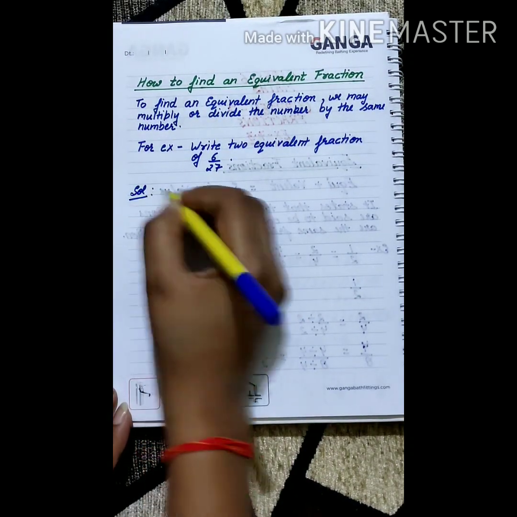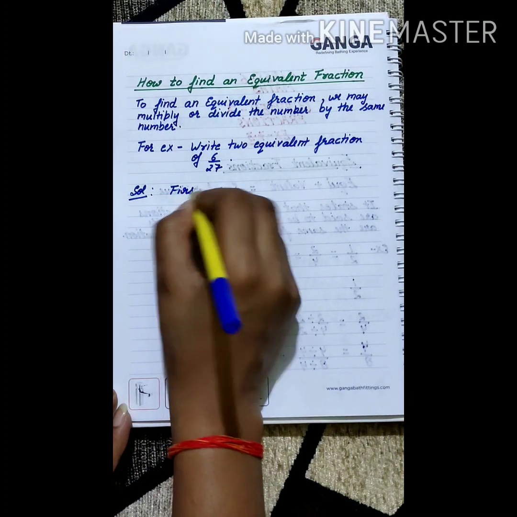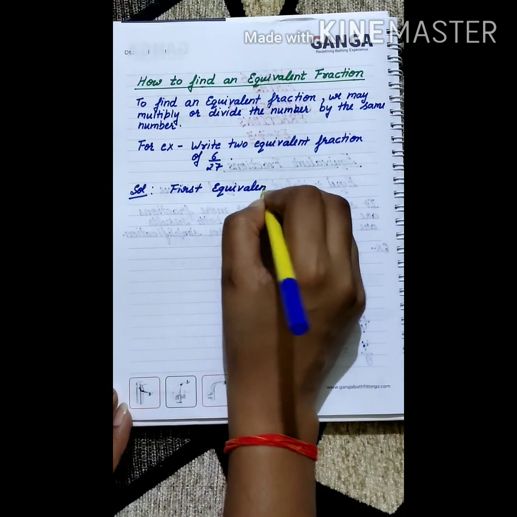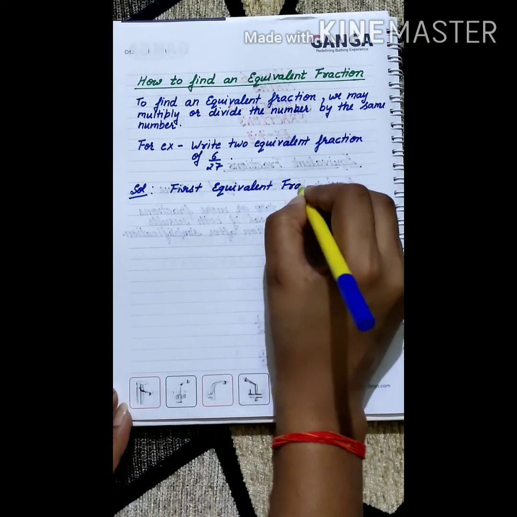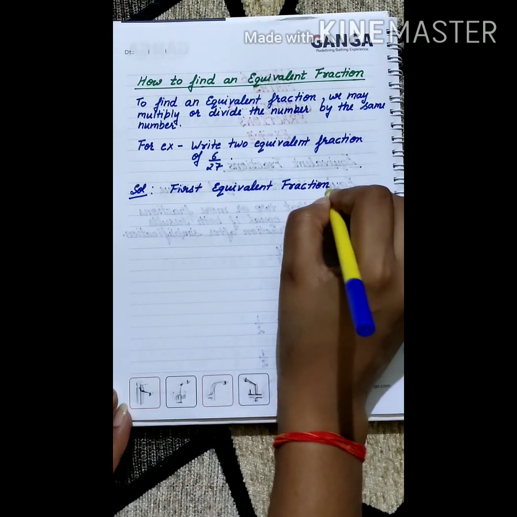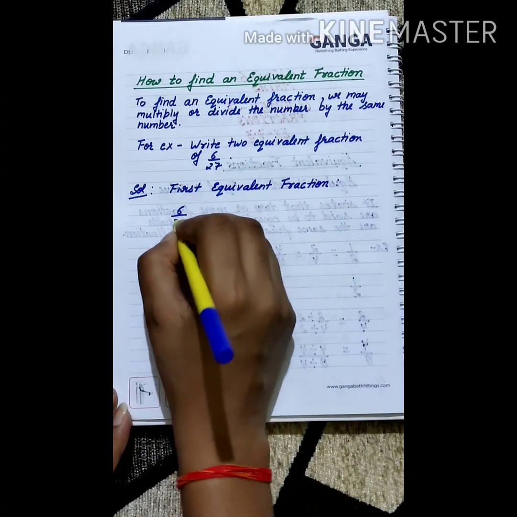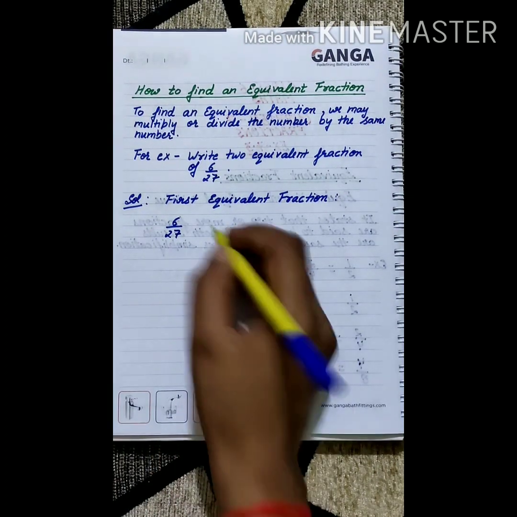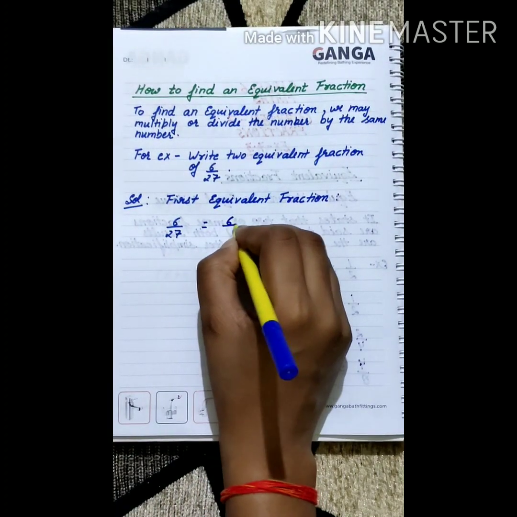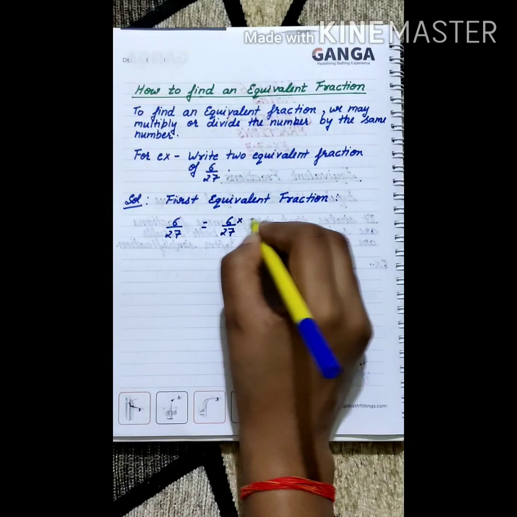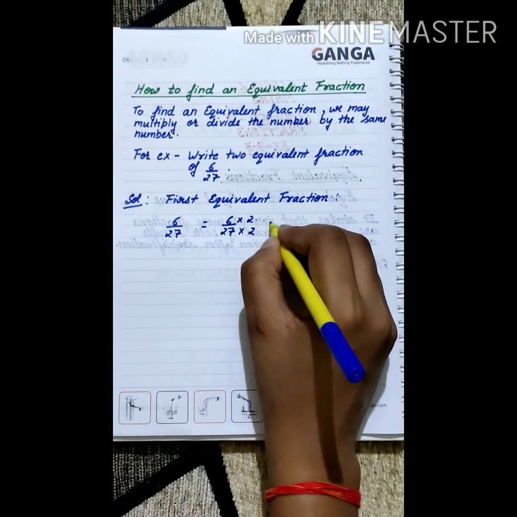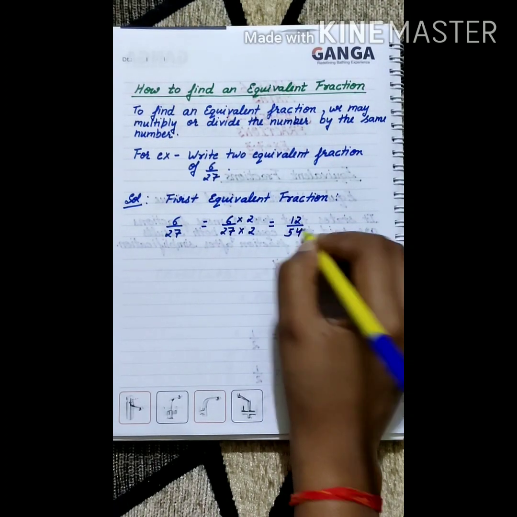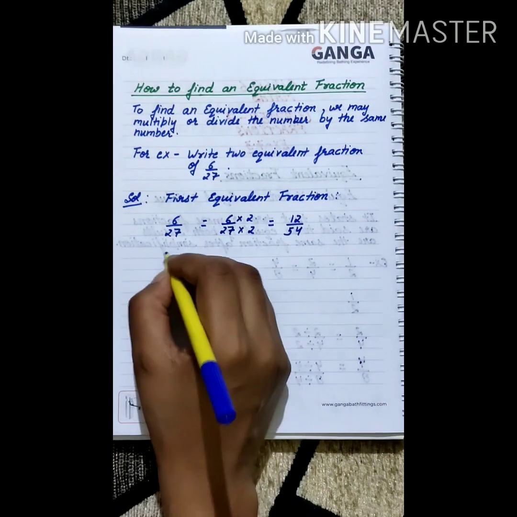Solution. First equivalent fraction is 6 upon 27. For finding the equivalent fraction, multiply this fraction by any whole number. As you can see, I have multiplied this fraction with 2 and I will get 12 upon 54. It is equivalent fraction of 6 upon 27.